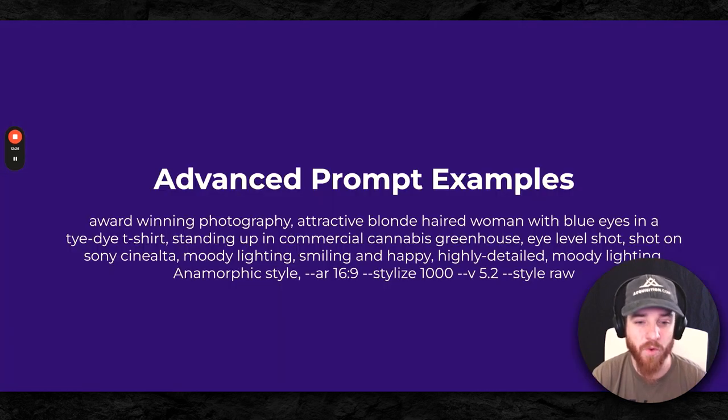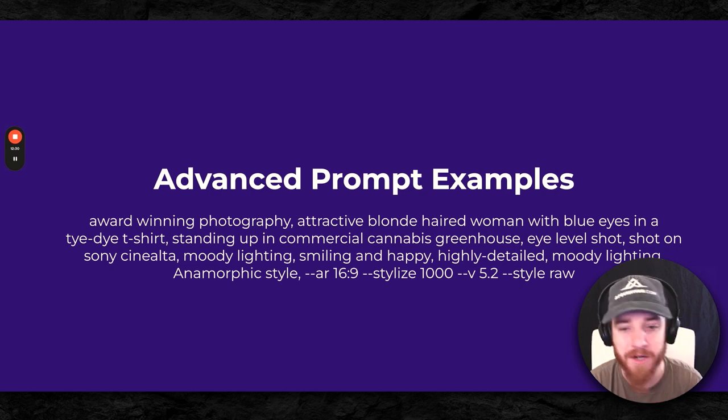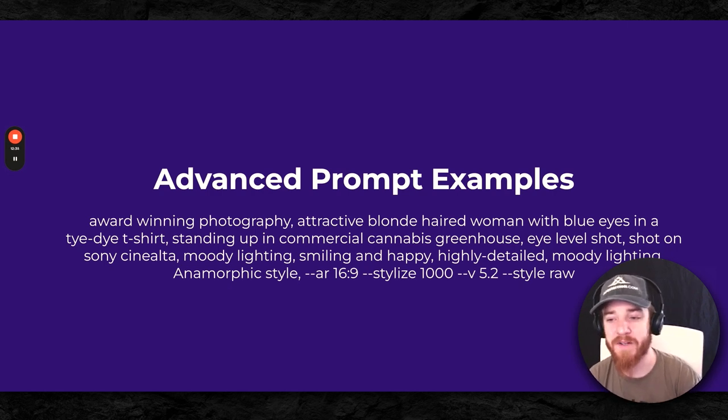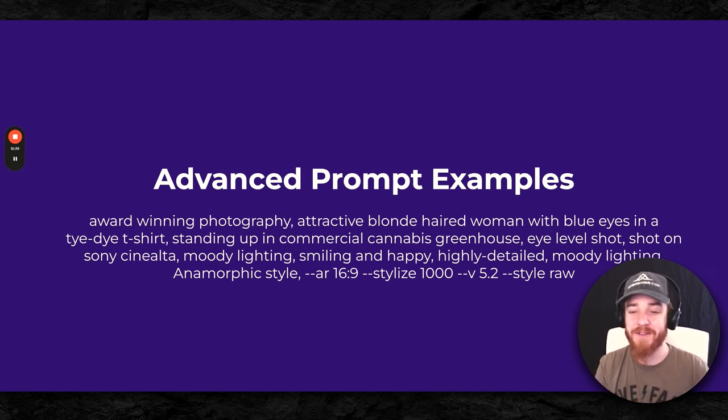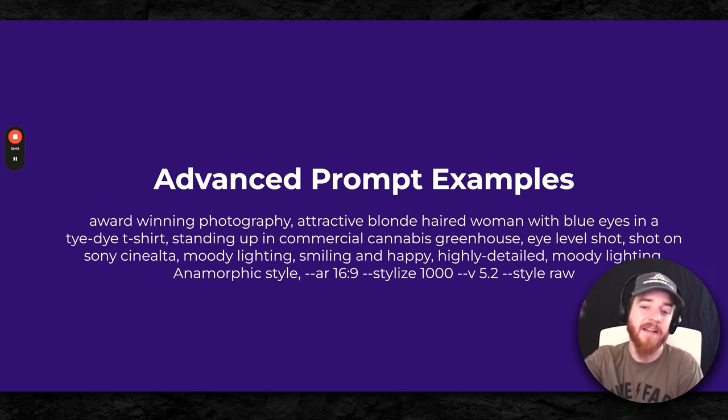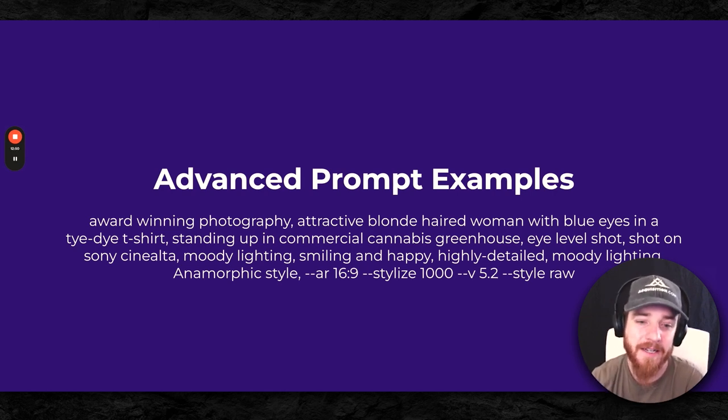So what I did is an award-winning photography of an attractive blonde-haired woman with blue eyes and a tie-dye shirt standing up in a commercial cannabis greenhouse. Eye-level shot. This is for House of Jane, one of my biggest clients. Shot on a Sony Sonalta camera. Moody lighting, smiling and happy. You can see they were both smiling and happy. Highly detailed, moody lighting, anamorphic style, aspect ratio of 16:9. I brought the stylized all the way up to 1000 with a version 5.2 in the style of RAW.